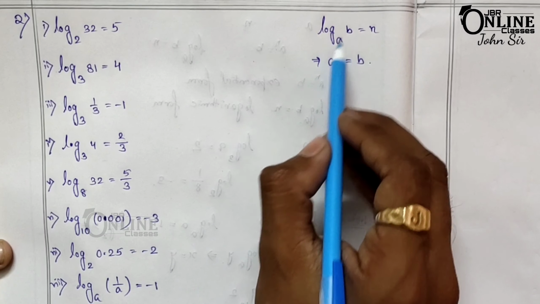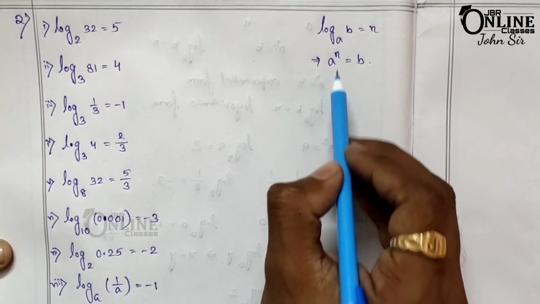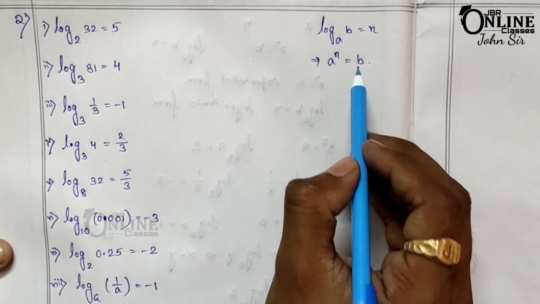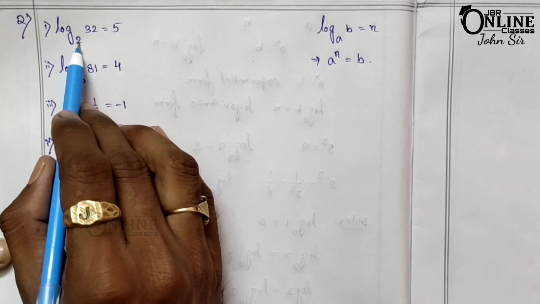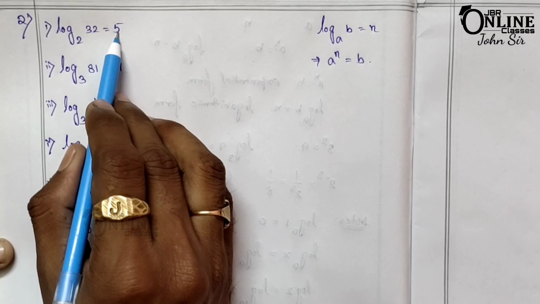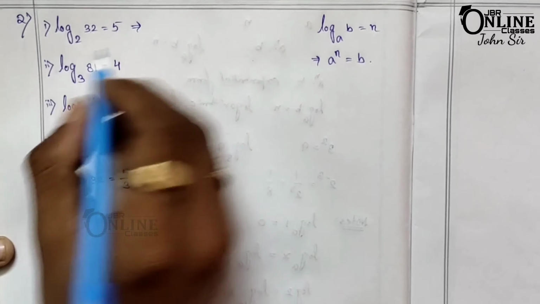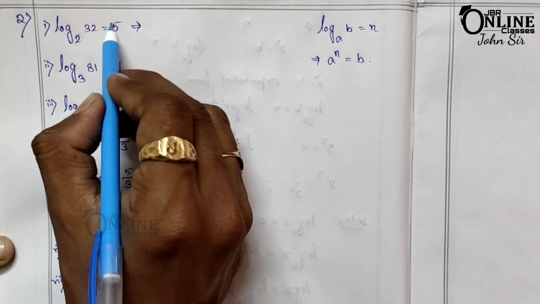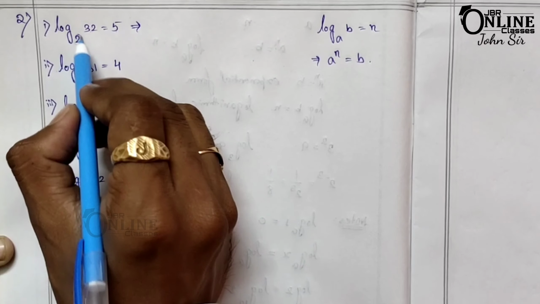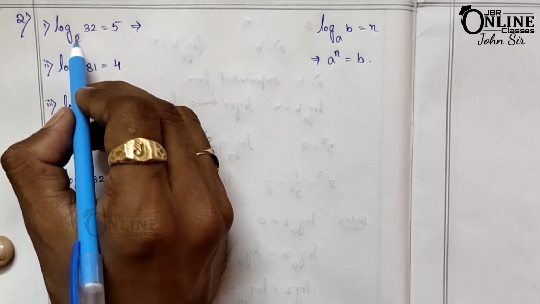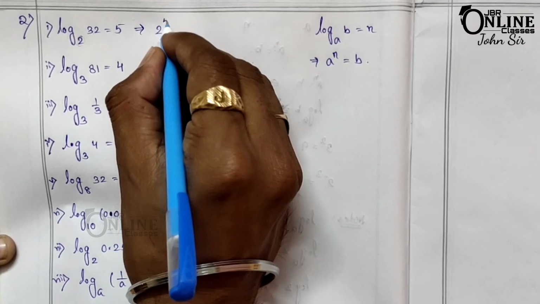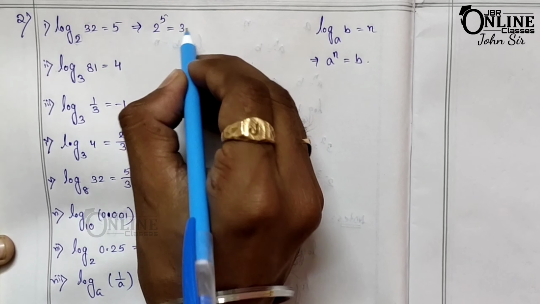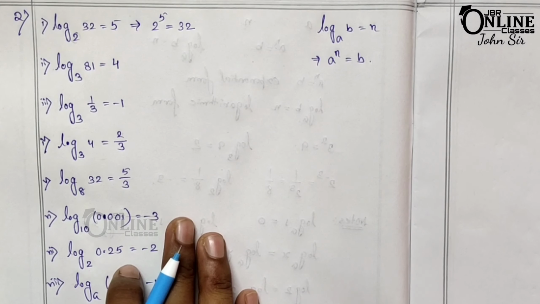Okay, so this is the logarithmic form, log base a of b that equal to n, and that will be a to the power n equal to b. So here log base 2 of 32 that equal to 5. That means if you convert it into exponential form, so that will be your a and that will be your n. So as a to the power n, that means here 2 to the power 5, and that equal to b, and here b equal 32, so that equal to 32. Okay, very easy.